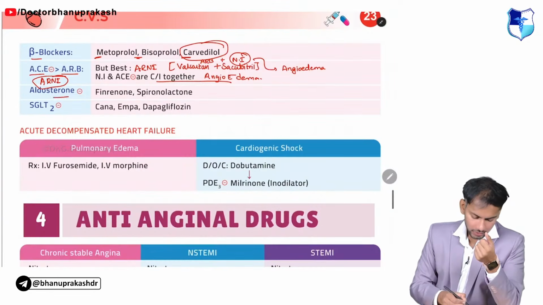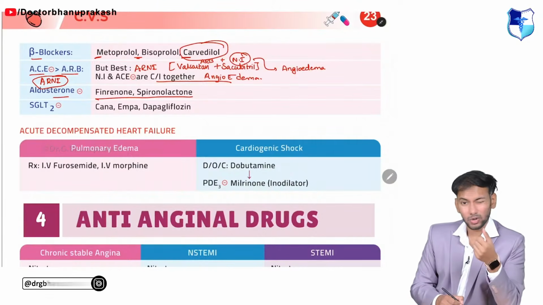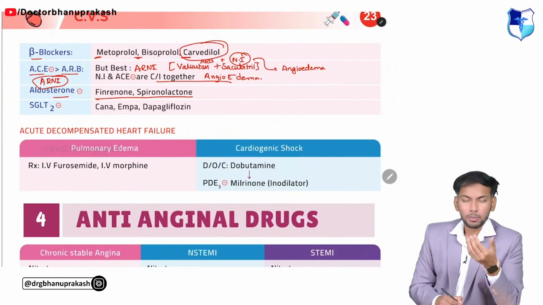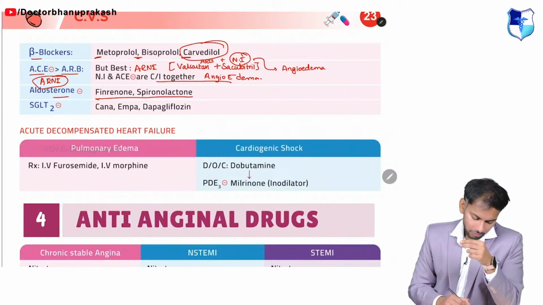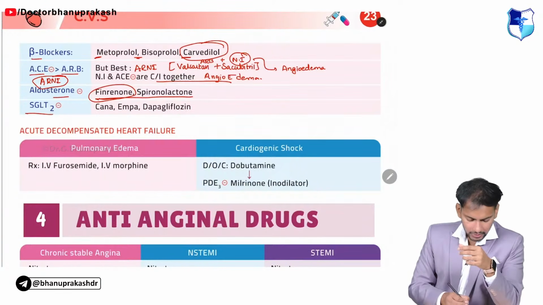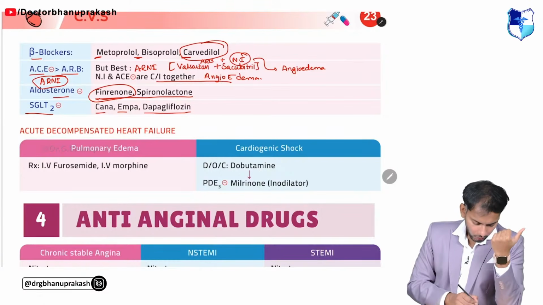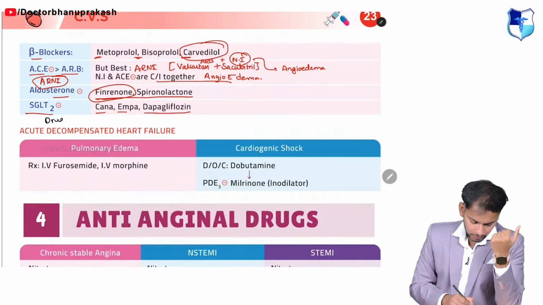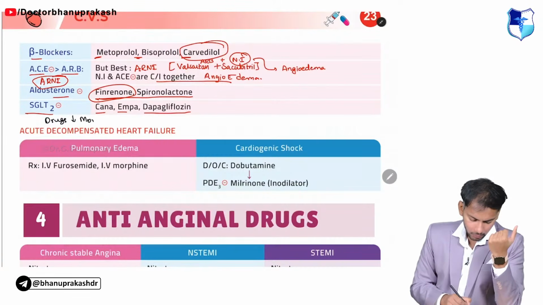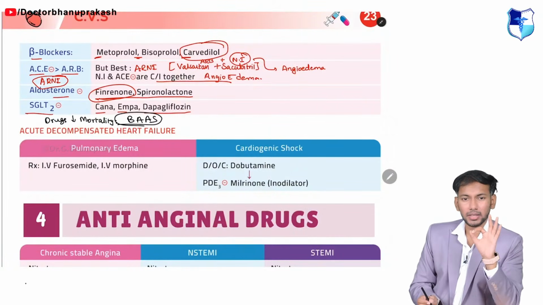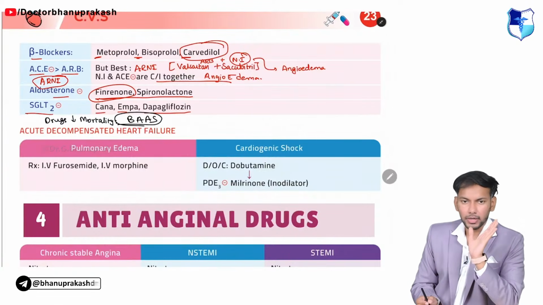Now, aldosterone antagonist, I already told you, spironolactone, finerenone. Spironolactone will have gynecomastia and menstrual abnormalities. That is why we will prefer finerenone. SGLT2 inhibitors: canagliflozin, empagliflozin, dapagliflozin. So, what are the drugs that are decreasing the mortality? I already told you that mnemonic, BUS. All these drugs will decrease the mortality. So, these have very good mortality benefit.